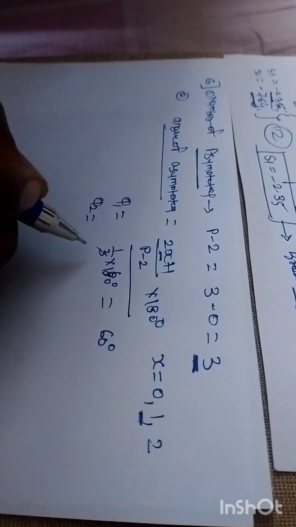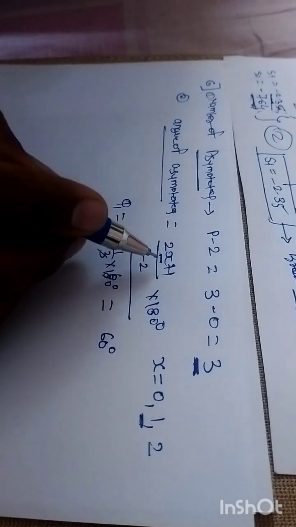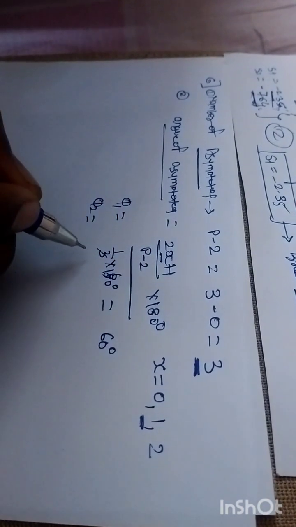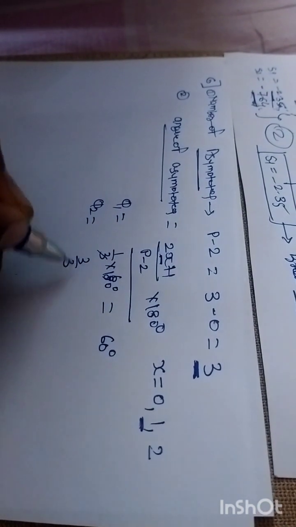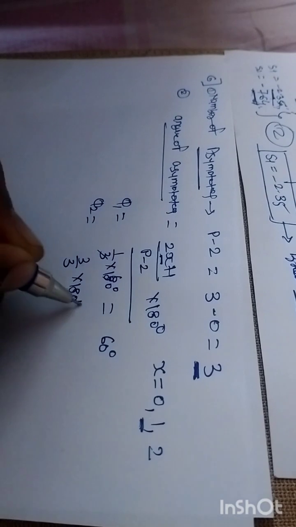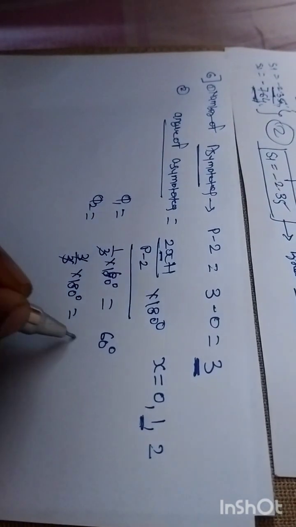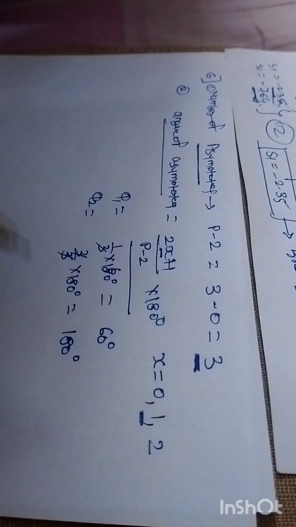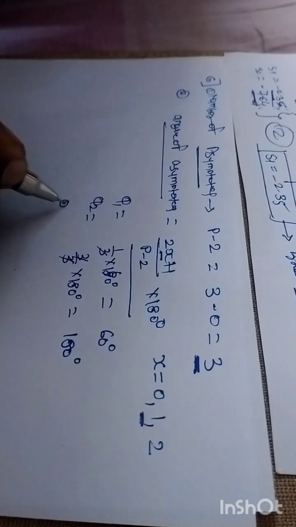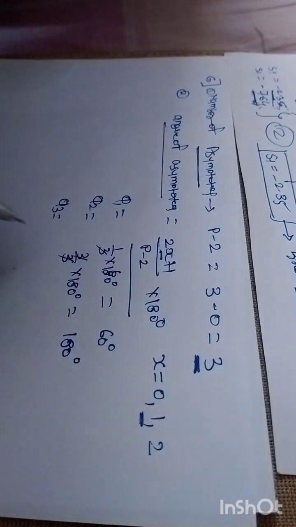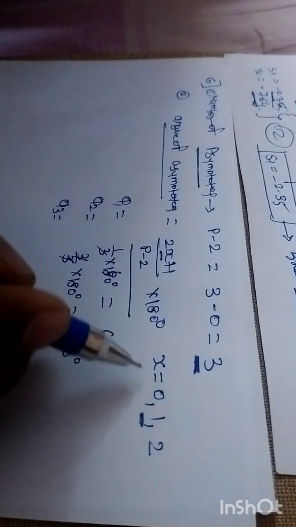For the asymptote angle number 2, in this iteration x equals 1. So it will become 2 into 1 plus 1, that is 3 by 3 into 180 degree. The 3 will get cancelled. So phi 2 equals 180 degree.